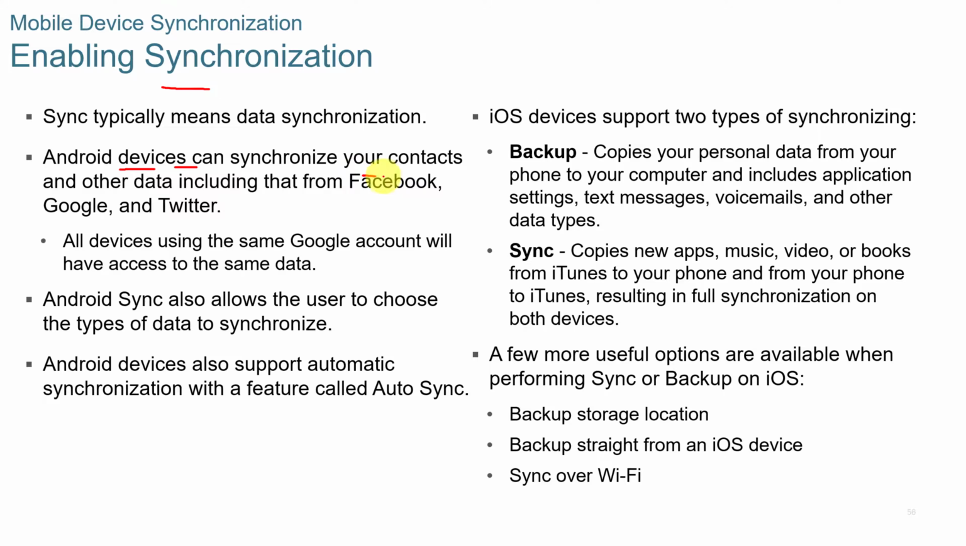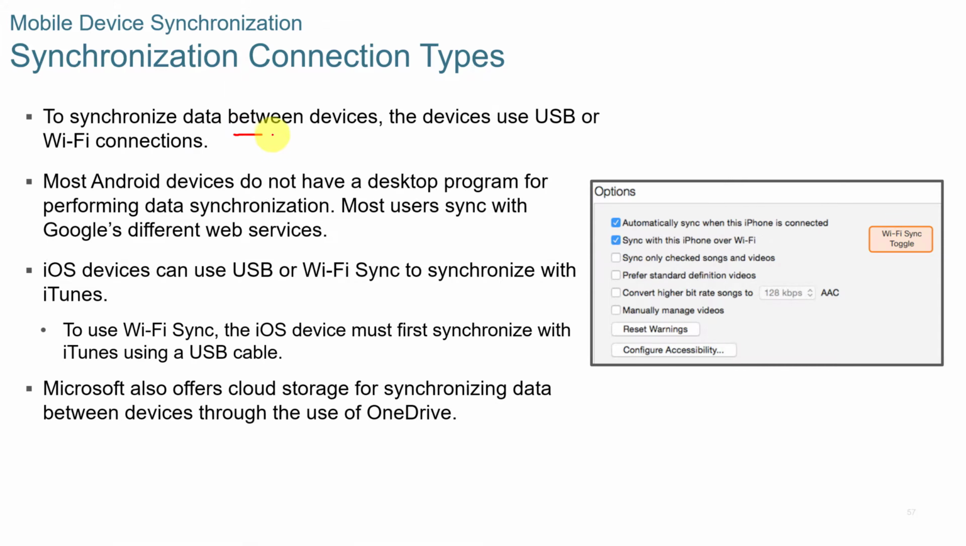Android devices can sync your contacts and other data, including that from Facebook, Google, and Twitter. And then devices using the same Google account will have access to the same data. To synchronize data between devices, the devices use USB or Wi-Fi connections. I've done this option before where you connect two mobile devices together and you copy information across. And iOS devices can use USB and Wi-Fi to sync with iTunes.